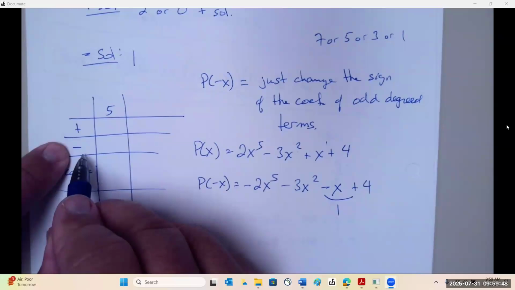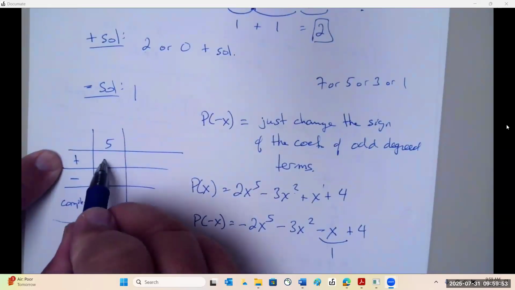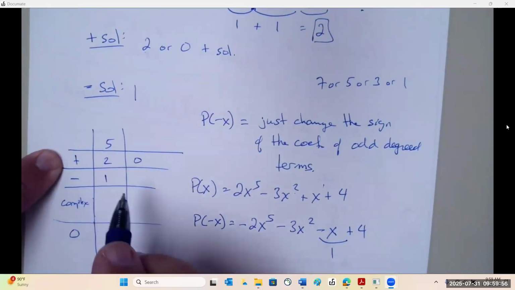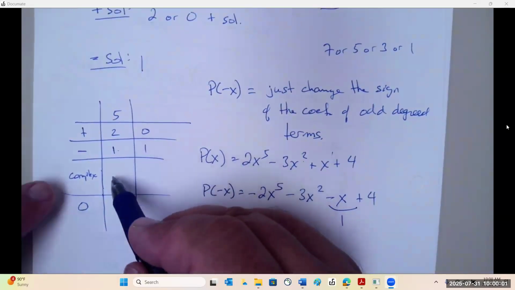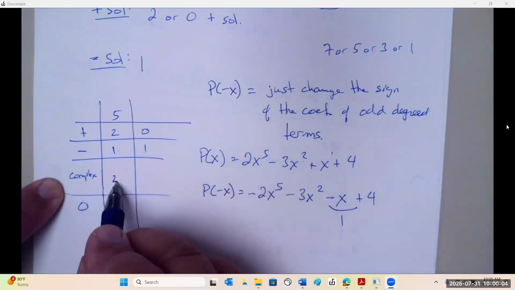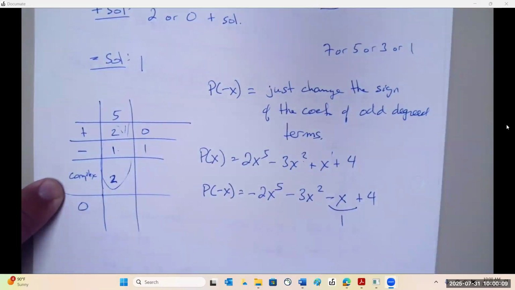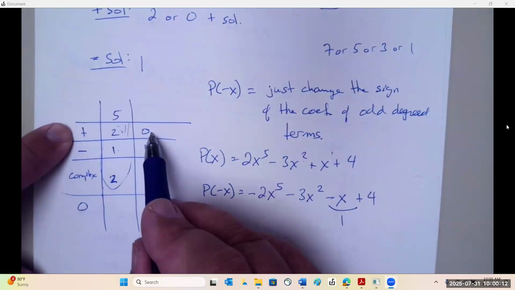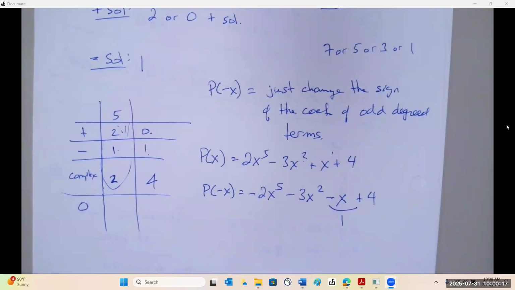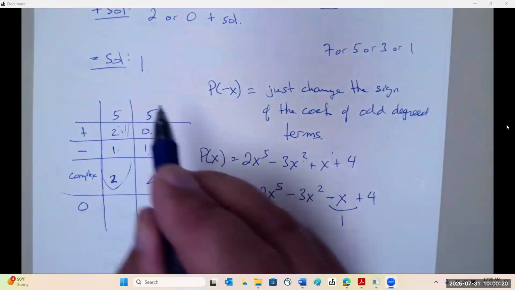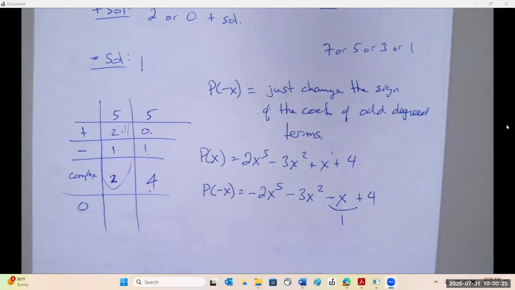How many negatives can we have? 1. And then our positive solutions, we can either have 2 or 0. So if we have 2 positives and 1 negative, how many complexes can we have? Has to be 2, because all these have to equal 5. So if we have no positives and 1 negative, then we have to have 4 complex solutions, because it has to equal 5. Now, what does this mean? That means we're going to have either imaginary or square root answers.